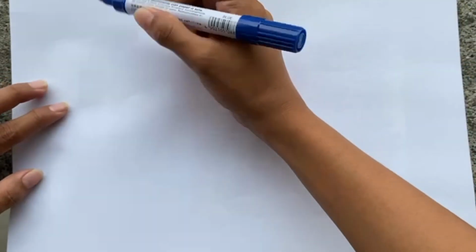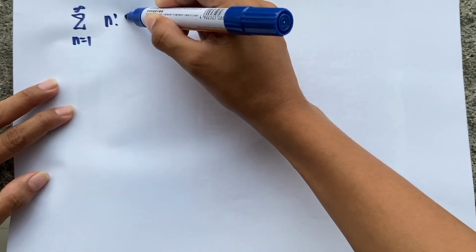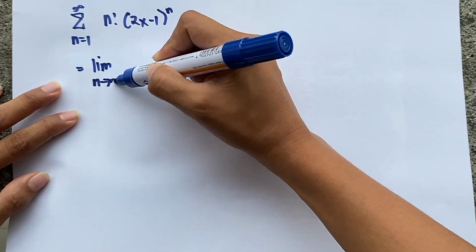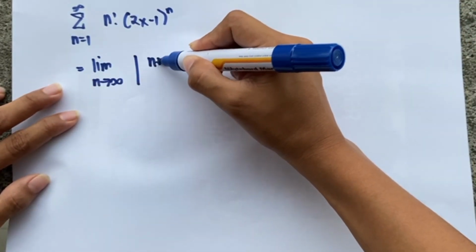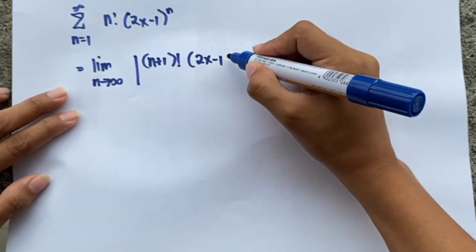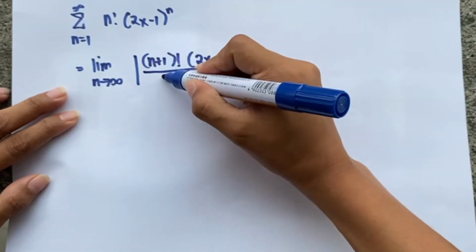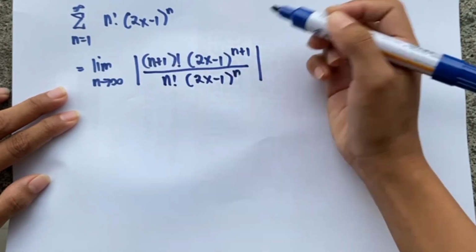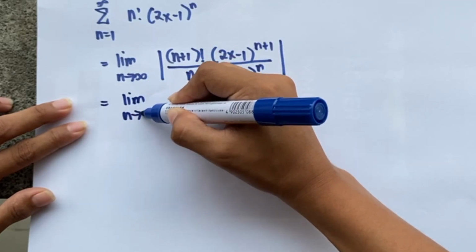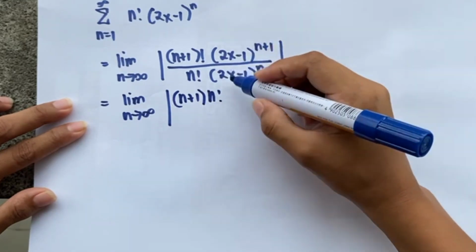Now, let's try another similar but different example. Consider the series from 1 to infinity of n factorial times 2x minus 1 to the n. So a sub n plus 1 is going to be n plus 1 factorial times 2x minus 1 to the n plus 1, divided by n factorial times 2x minus 1 to the n. This is a sub n plus 1, and this is the original a sub n, the expression that we see here.